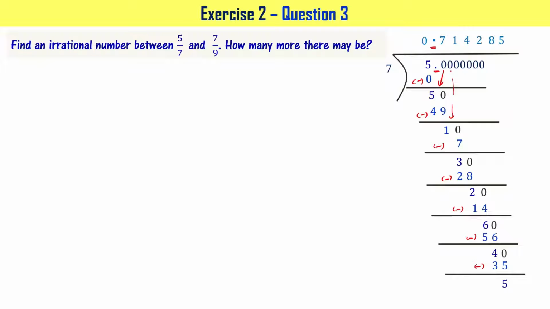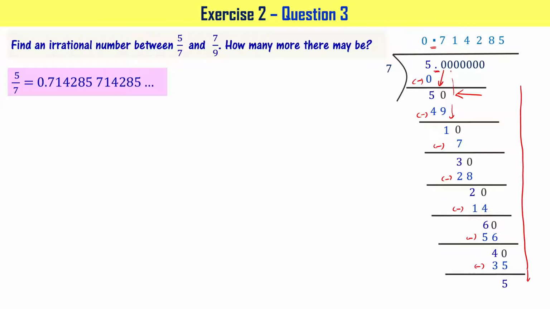Look at this. At this place, we have 5 and we started with 5, adding 0 so that it became 50, like that, right? It means the whole of this exercise is going to repeat. That's why what I can say is, I'll stop here and say that 5 by 7 is equal to 0.714285, 714285 and so on, right?